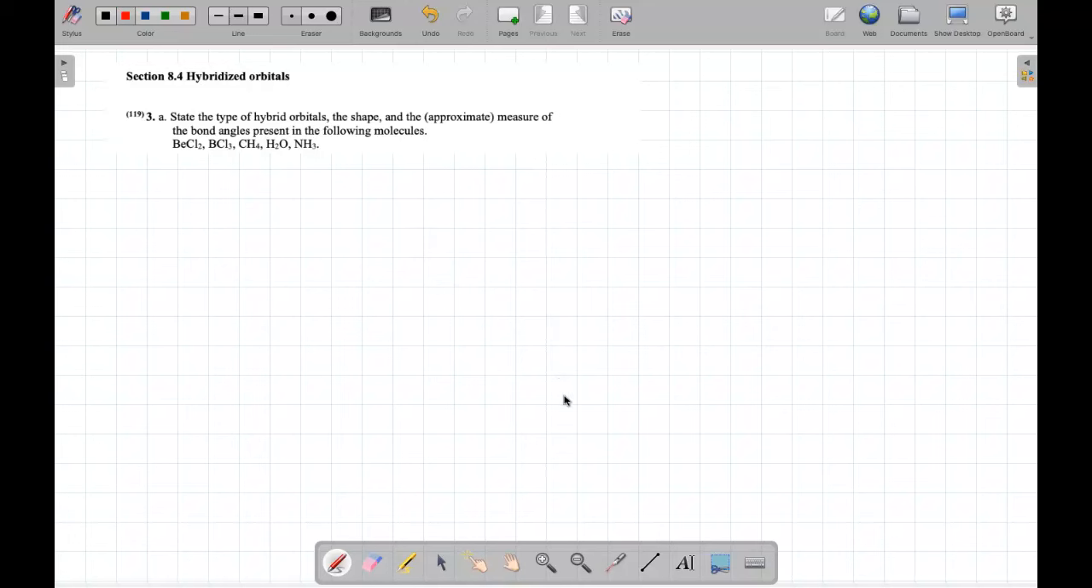So let's continue the questions for this chapter, the course questions. State the type of hybrid orbitals, the shape and the approximate measure of the bond angles present in the following molecules. The BeCl2. What is the method to know the hybridization?